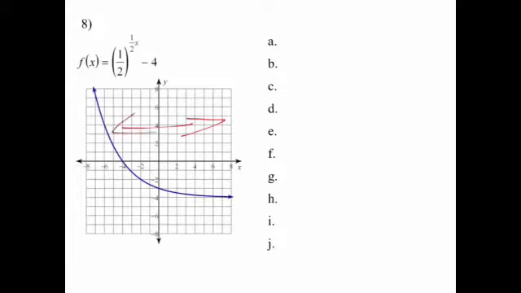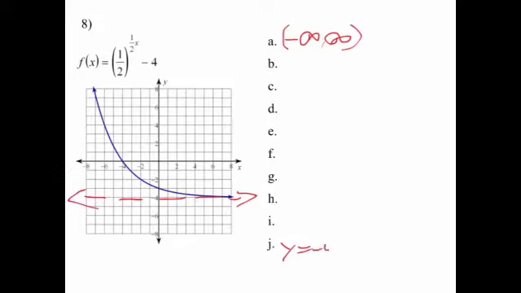How far left and right does it go? Well, it goes left forever and right forever. So this domain is going to be from negative infinity to infinity. How far down and up does it go? Well, it starts down here. It goes down here to this asymptote of y equals negative 4. And so my range goes from negative 4 and upward. Here, it goes up forever.